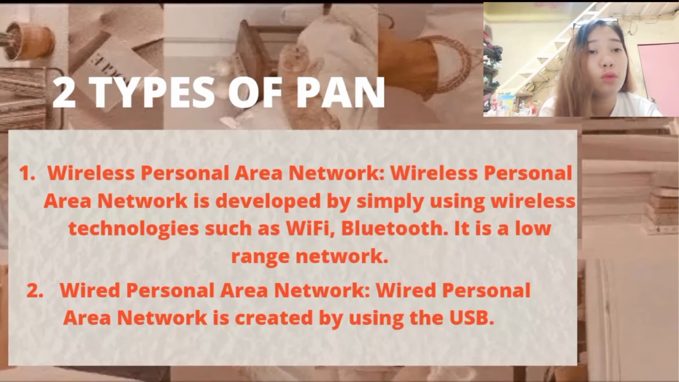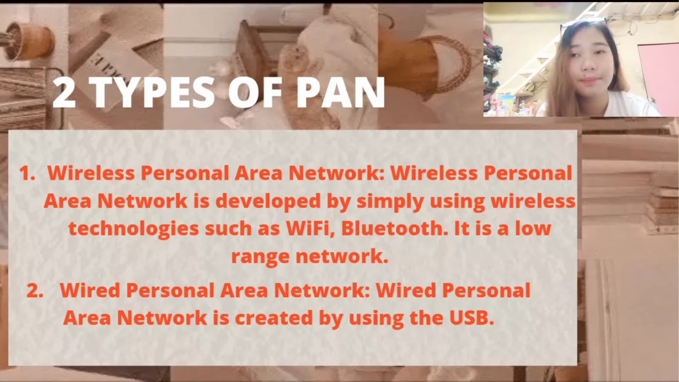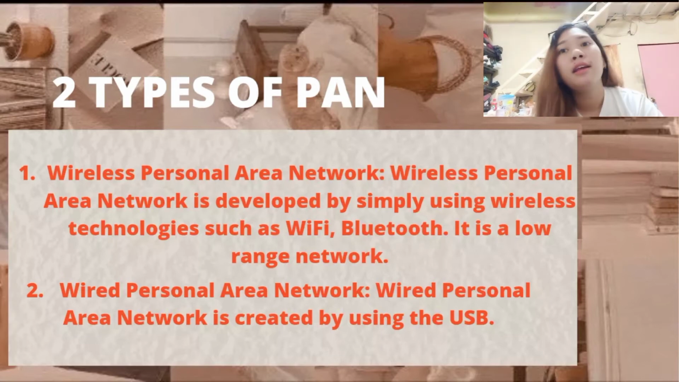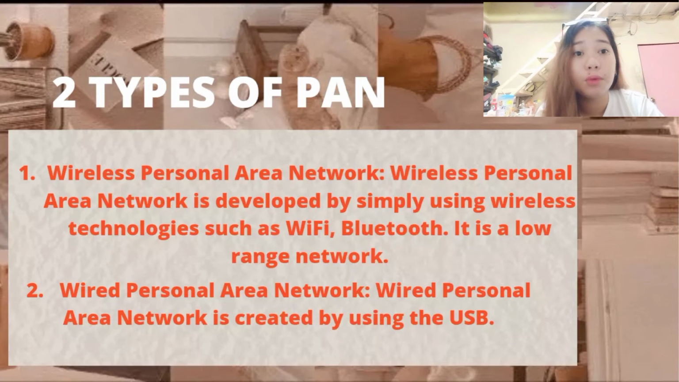There are two types of PAN. First is wireless personal area network. Wireless personal area network is developed by simply using wireless technologies such as Wi-Fi and Bluetooth. It's a low-range network. WPAN is simply a short-distance network that allows multiple devices within a small area to connect to one another.